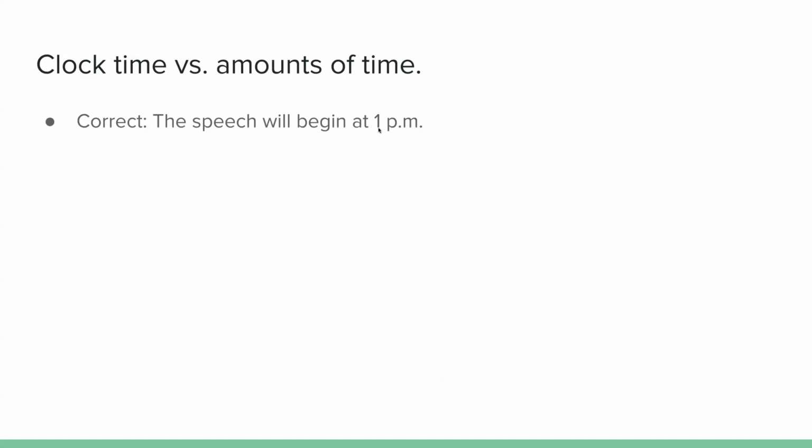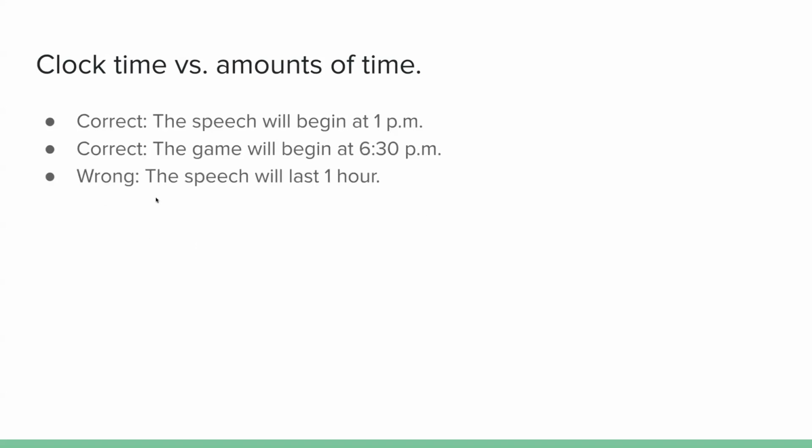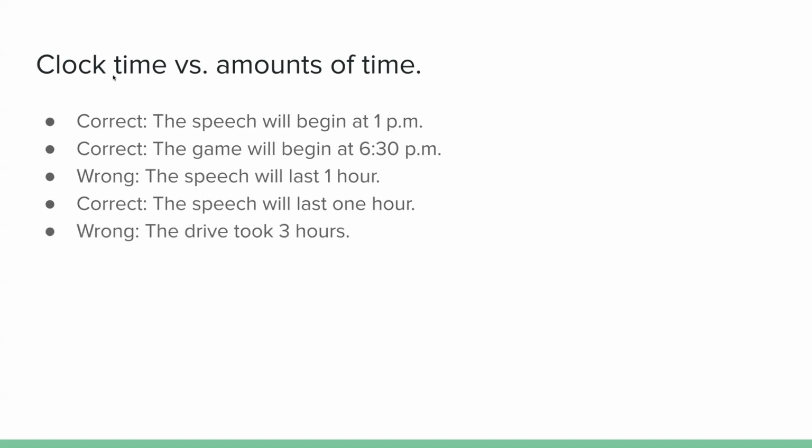So the speech will begin at 1 p.m. Notice that 1, I use the numeral 1. The game will begin at 6:30 p.m. Here we've got numerals with a colon. It would be incorrect, however, to write the speech will last 1 hour. So when we're talking about amounts of time, then the general rule on numbers applies. Okay, so 1 should be written out as a word instead of being written as a figure, one hour. Just an amount of time is not treated the same way as clock time, time of day.